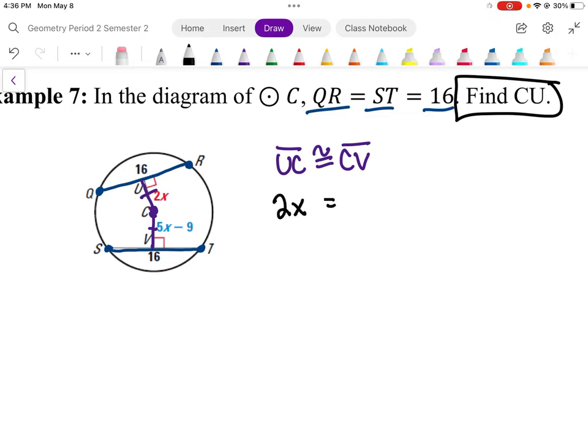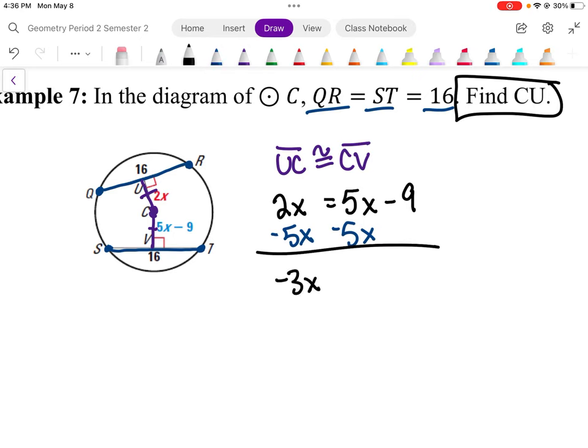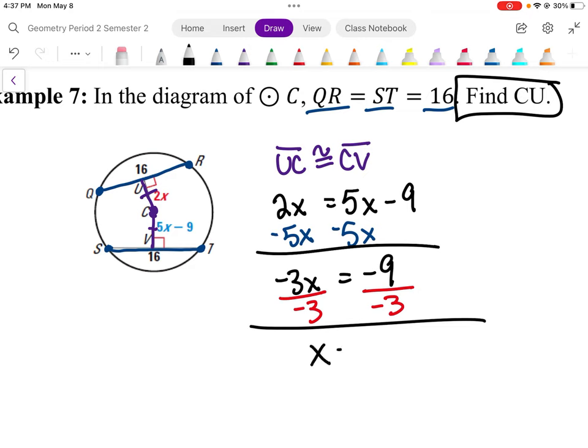So we're going to have 2x equals 5x minus 9. And you want to be careful when you're solving these. You want to make sure you are carrying your negatives with it. So we get negative 3x equals negative 9. And then when we divide by negative 3, it comes out to be a positive value.